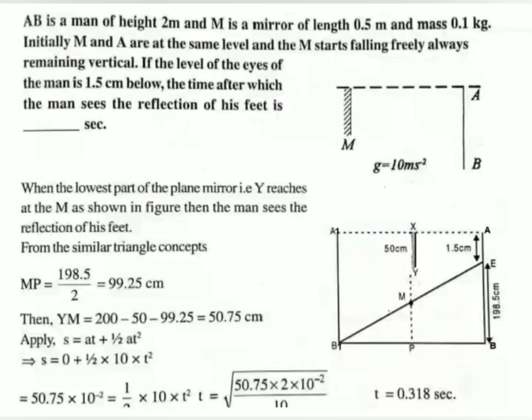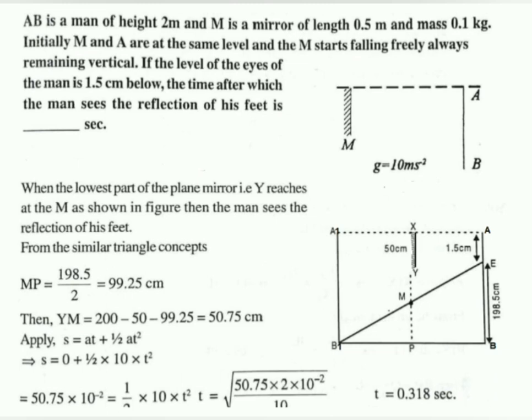Okay, this is how you do it. Now look at this question. They have given a mirror and a man. The height of the man is 2 meter and the height of the mirror is 0.5 meter. It is also given that the mass of the mirror is 0.1 kg. Initially, M and A are at the same level. And if M starts falling freely, remaining in vertical position, if the level of eyes of the man is 1.5 centimeter below, the time after which the man sees the reflection of his feet is.